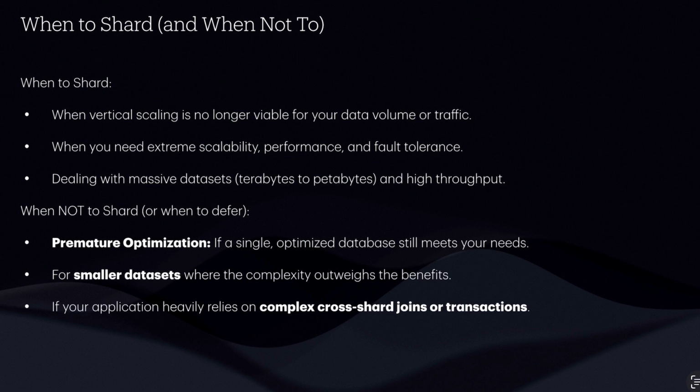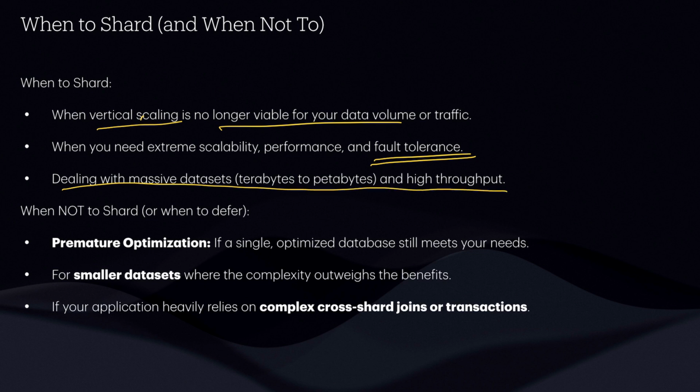So it is very important to understand when to shard and when not to shard. Of course, when vertical scaling is no longer viable, because it becomes very expensive, then we need to shard. Also when fault tolerance is very important to us, we need to shard because we can't afford a single point of failure as discussed above. And when dealing with massive data sets, of course, it is important to distribute them across different machines and make sure the traffic load is distributed across different machines to achieve higher overall throughput.